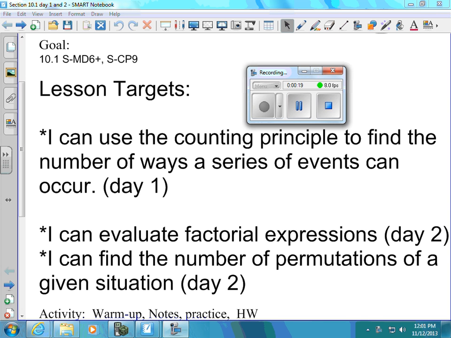So our first targets for this unit, the first part of this lesson: I can use the counting principle to find the number of ways a series of events can occur, I can evaluate factorial expressions, and I can give the number of permutations of a given situation. Now it's day 1, day 2, that could be the assignments in class. We're going to cover all that material today in this video.